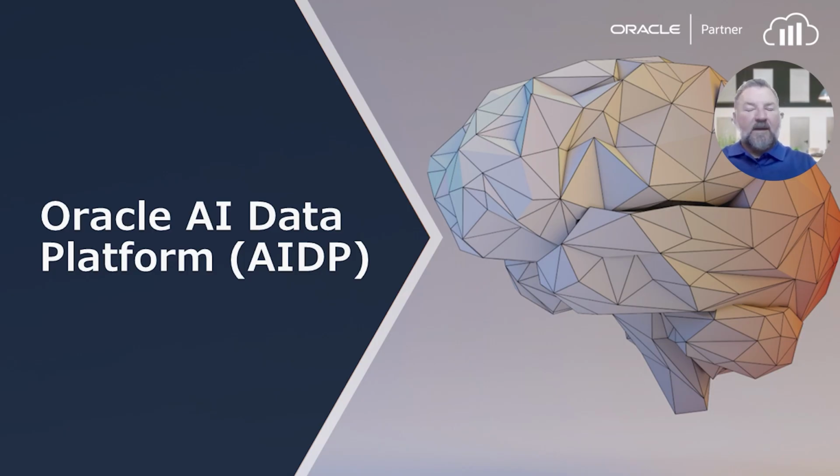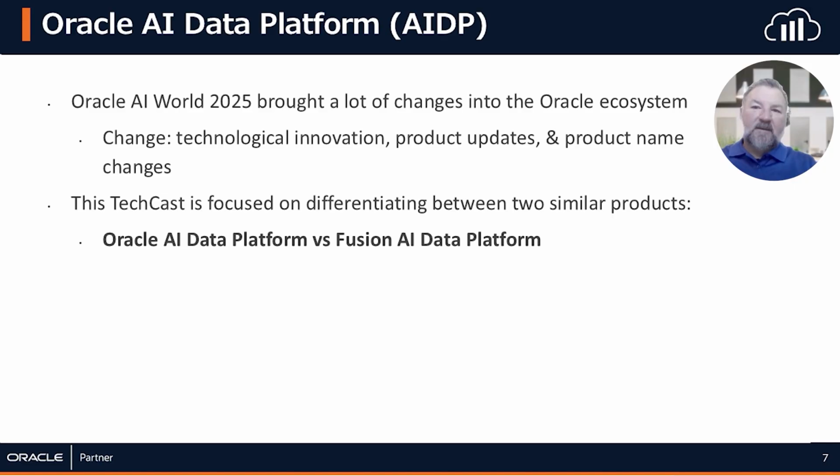So, Oracle AI Data Platform, what is it? With the Oracle 2025 AI World Conference, we saw a lot of change in the Oracle ecosystem. Things from technology innovation, product updates, and product name changes. That's kind of what spawned the thought of creating this presentation, because coming out of AI World and the announcement of the name change for FDI to Fusion AI Data Platform and the announcement of the AI Data Platform, there was a lot of confusion about what the differences are, what these different products are, and how they relate to each other. So that's why we came up with this TechCast to explain how they differ and how they are similar.